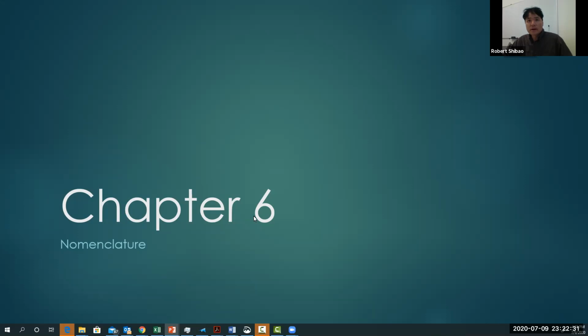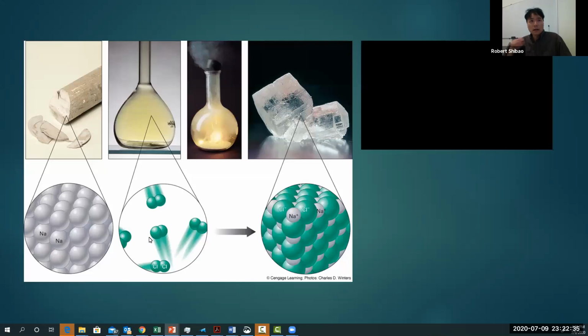All right, chapter 6 PowerPoint here, nomenclature. Let's take a look at that. And so this is the element sodium here. If we look at sodium, sodium has what we call a metallic lattice structure. And if we look at the simplest unit of sodium, it's just a single atom. So we can break this down into a single atom, and that would be the smallest piece of sodium. And so the formula, we call it an empirical unit, but the formula would just be Na, and it's a solid. So we call this Na solid.